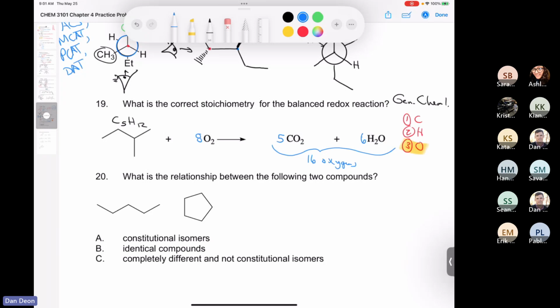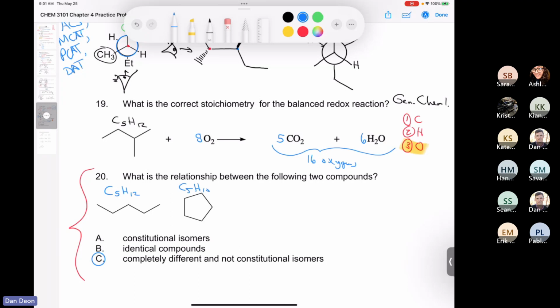Okay, let's see here. Question 20. There's a few questions in the textbook like this. What's the relationship between these two compounds? Are they identical, constitutional isomers, or completely different? Anybody? A, B, or C? Yeah, it's C, right? These are completely different things. Why? Because they don't even have the same molecular formula. This compound is C5H12, and this is C5H10.